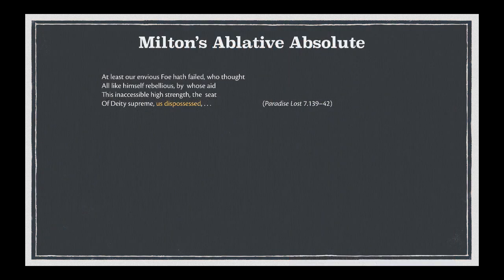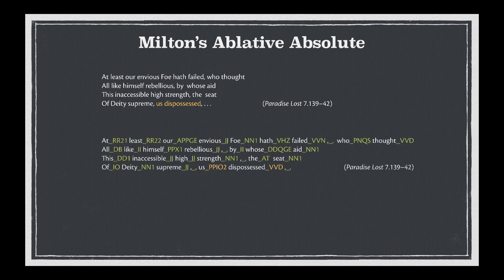This is the only ablative absolute that John Hale points out in the entirety of Paradise Lost. "So our envious foe hath failed, this inaccessible high strength, the seat of deity supreme, with us having been dispossessed." There's an implicit "with" there, but the structure is exactly the same, and Hale claims that this is an ablative absolute. So we can take that passage of Paradise Lost and run it through the part of speech tagger to find out what those things are.